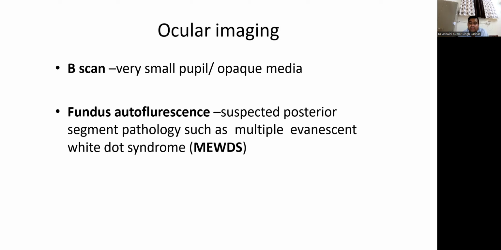Fundus autofluorescence is used when posterior segment pathology is suspected. We do fundus autofluorescence in conditions such as MEWDS, multiple evanescent white dot syndrome, where we can use fundus autofluorescence to assess the condition and diagnose the disorders.